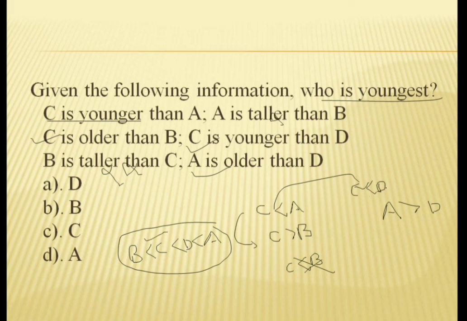So the youngest one is B. Option B, answer B, right? B less than C less than D less than A. So the answer is B. Okay, so that is the answer, option B.